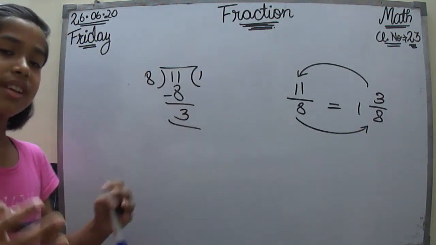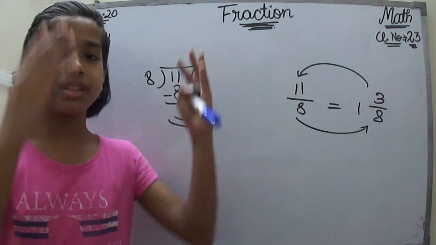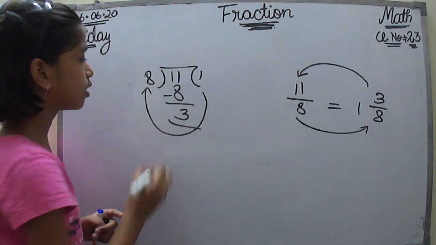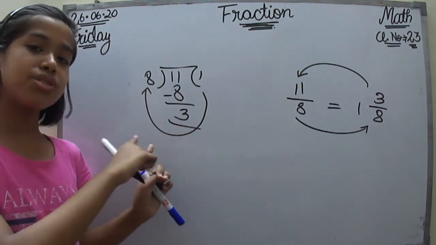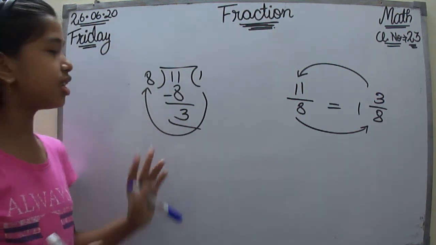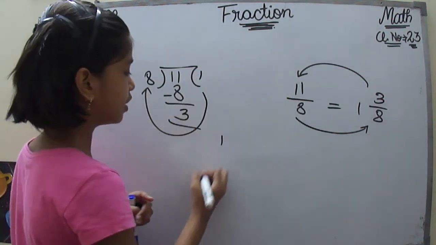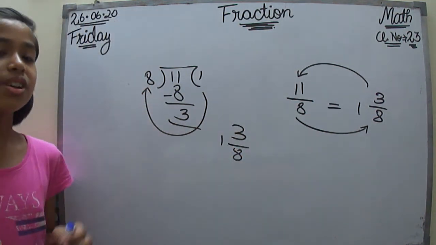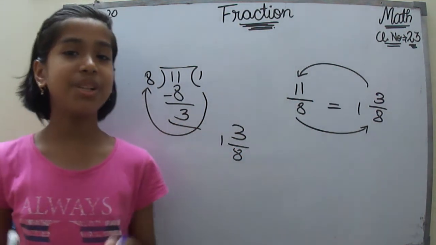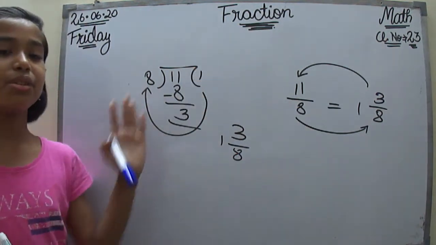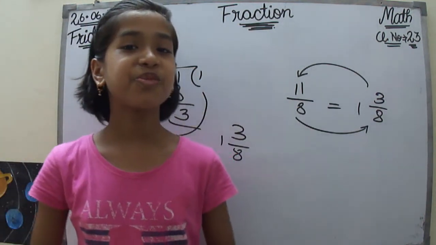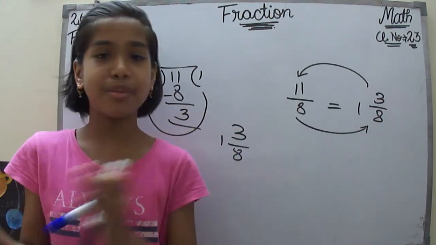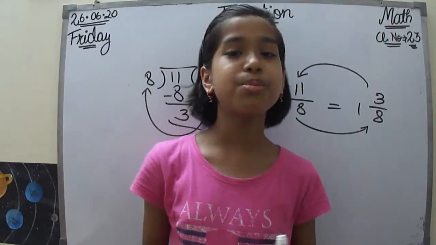If you are not able to remember where the remainder is and where the quotient is, just put an arrow like this. Very simple. Put it something like this: 1 first here, 3 here, 8 here. So how can you remember this? Very simply, just put this arrow and write it. Now, I think the conversion between improper fraction to mixed fraction and mixed fraction to improper fraction is clear to you.